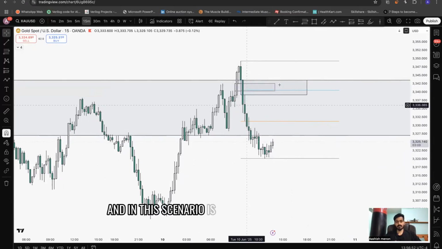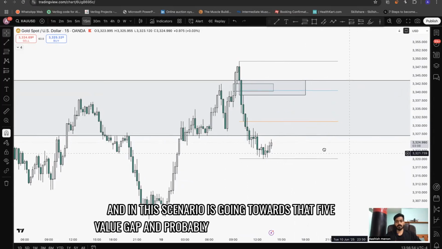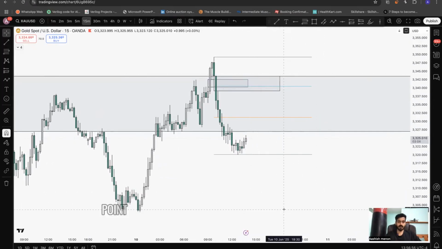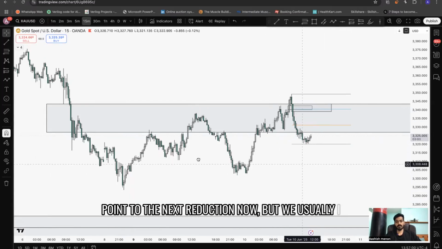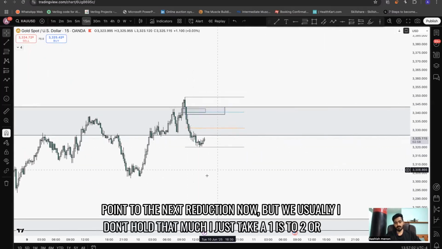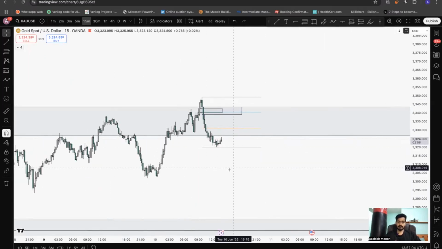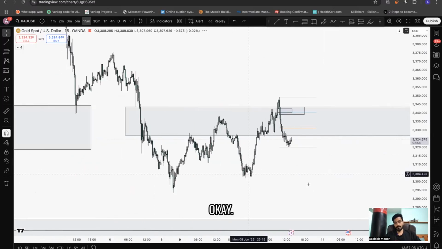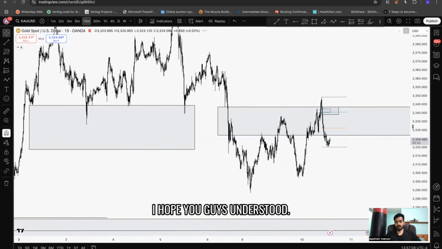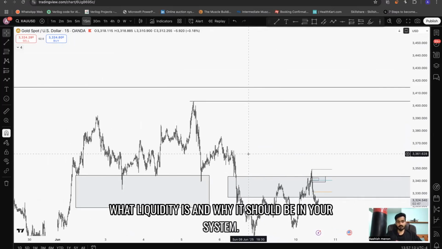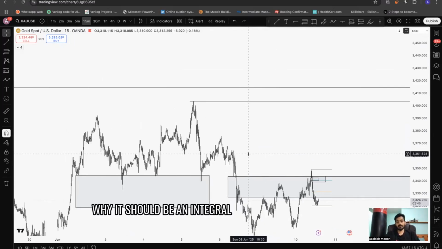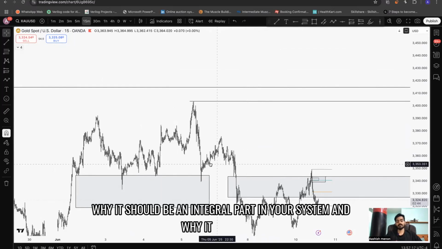In this scenario, it's going towards that fair value gap, and probably it's going to reverse from this point to the next rejection. But usually I don't hold that much. I just take a 1:2 or 1:3 and just get out. So that is my plan. I hope you guys understood what liquidity is and why it should be an integral part in your system and why it is in mine.